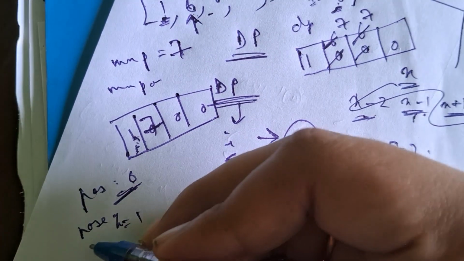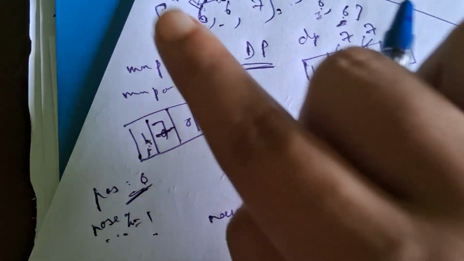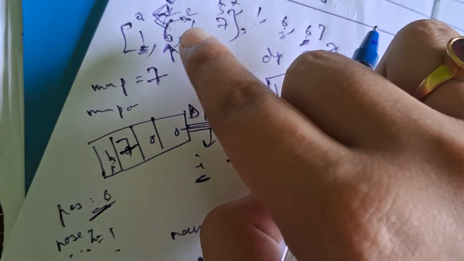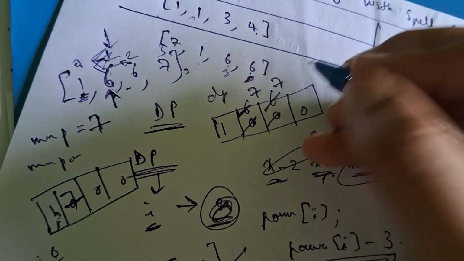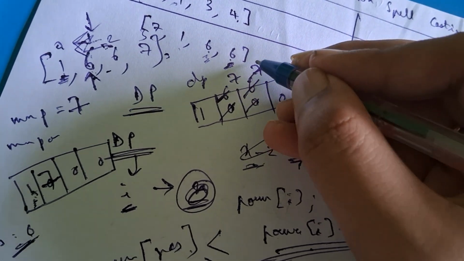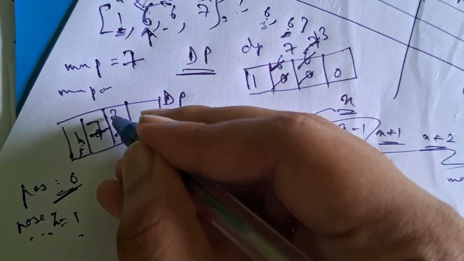And then for pos eq, that is 1. So 2 minus 1 is 1. 1 into, it was power of I, so that is 1 into 6. So 7 plus 6 is 13. Okay, now you're going to make it 13.